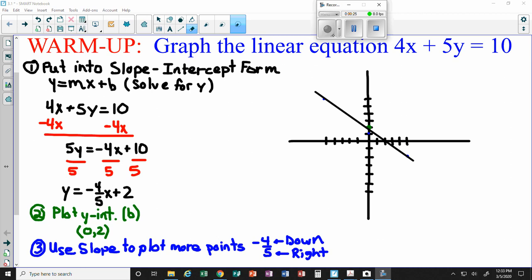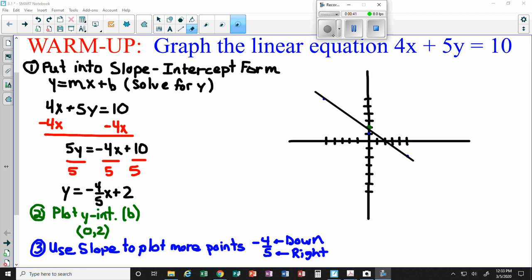So first thing we're going to do is put it into slope-intercept form. Solve for y. Y equals mx plus b, whatever you want to think of. So to do that, you got to take and subtract the 4x first. Okay, and then we got to divide by 5. So y equals negative 4/5 x plus 2.